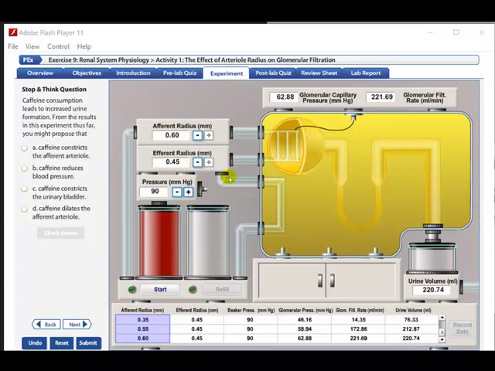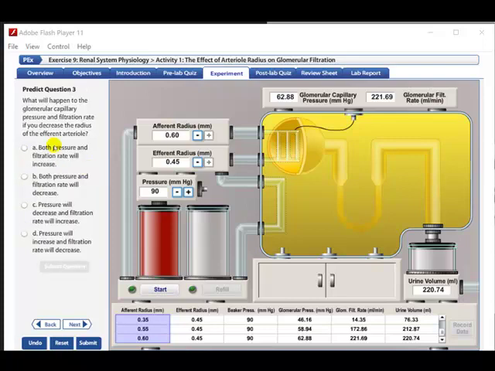We also deduced that since caffeine has a diuretic effect and increases urine formation, it therefore also increases the radius of the afferent arteriole. In here, we predicted that when the radius of the afferent arteriole was decreased, then the pressure and filtration rate would both increase.